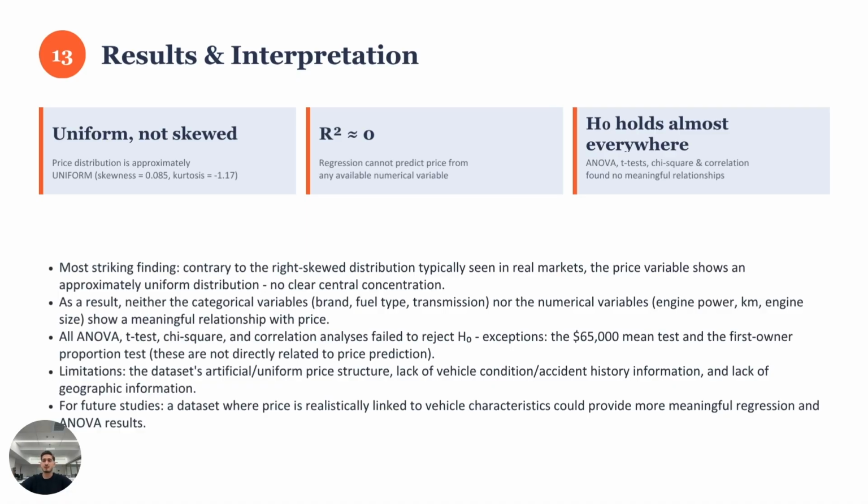Finally, our key finding is that unlike the right-skewed prices we had expected in real markets, our price variable is almost uniformly distributed. Because of this, nearly all 11 methods found no significant relationships between price and brand, fuel type, transmission, kilometers or power, and our regression model had R-squared values near zero. This is likely because the dataset was artificially created with a balanced uniform price distribution.